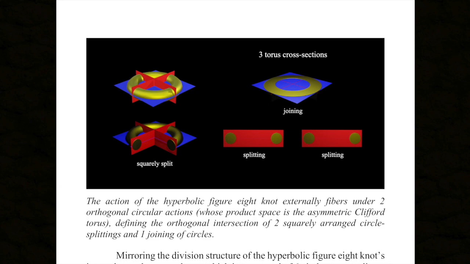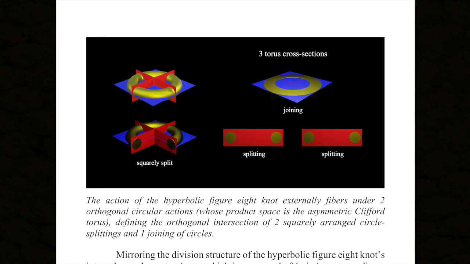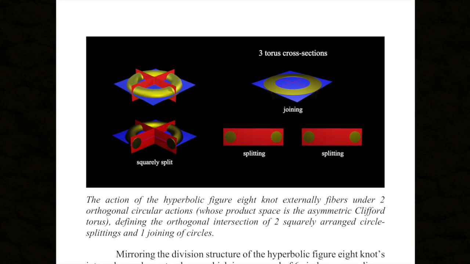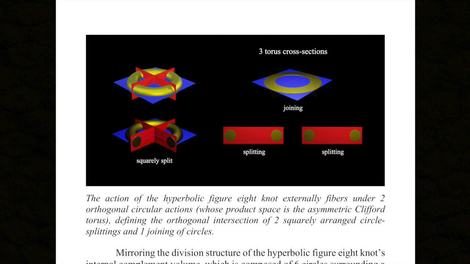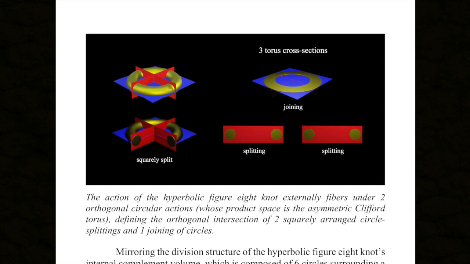The action of the hyperbolic figure-8 knot externally fibers under two orthogonal circular actions, right? It splits into two different circular actions externally. And the product space of these two actions defines the asymmetric Clifford torus.